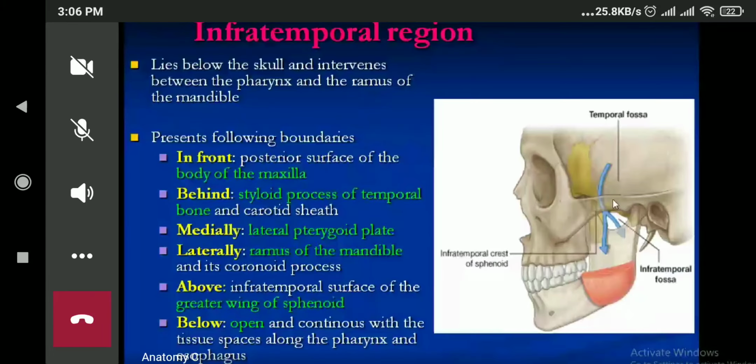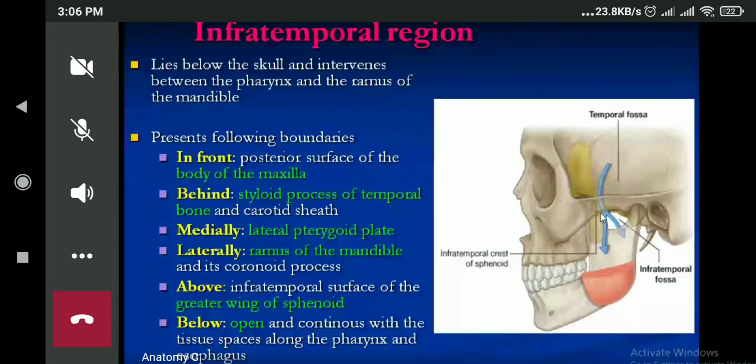Now, what are the boundaries? Anteriorly, can you see? Anteriorly, we have the posterior surface of the body of the maxilla. Behind, we have the styloid process and the structures attached to the styloid process. Next one is medially. Medially, we have the lateral pterygoid plate. You can see the small plate over here, the lateral pterygoid plate. Laterally, the ramus of the mandible.